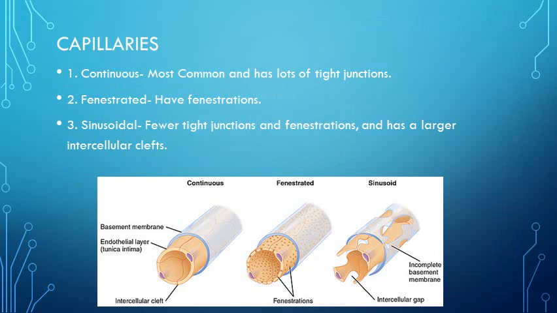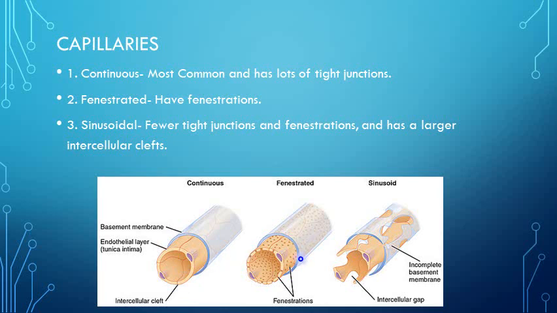There are three types of capillaries as well: continuous, fenestrated, and sinusoidal. Continuous capillaries, which are the most common, have lots of tight junctions, making them not leaky. They also have intercellular clefts, which are cracks in between cells that let fluid leak out.